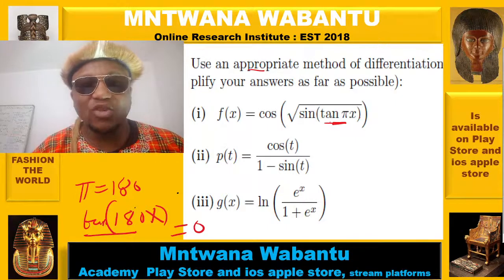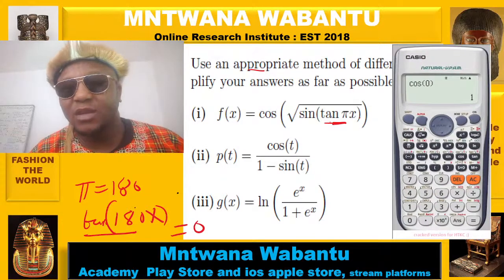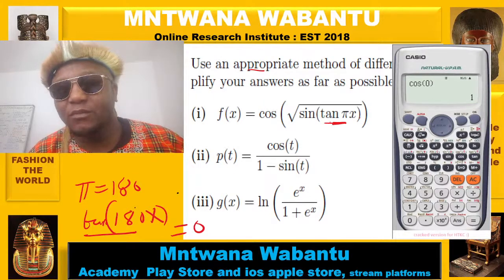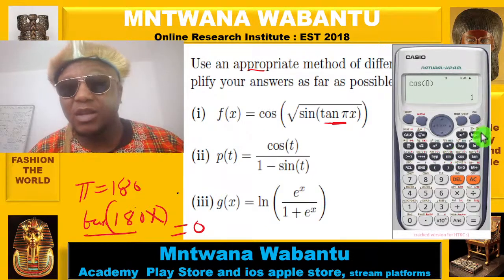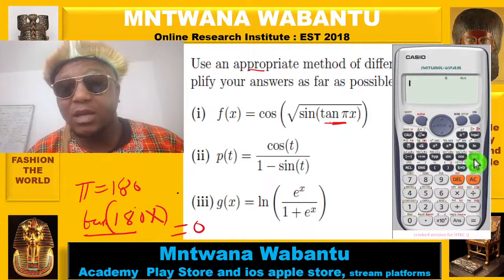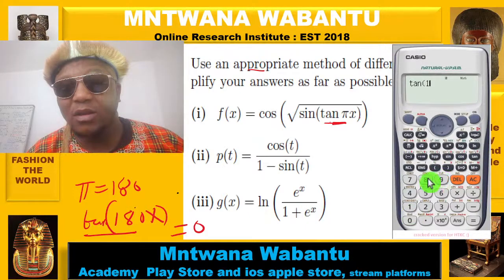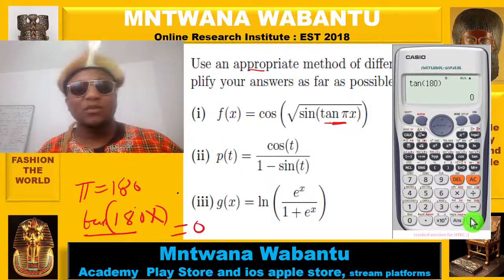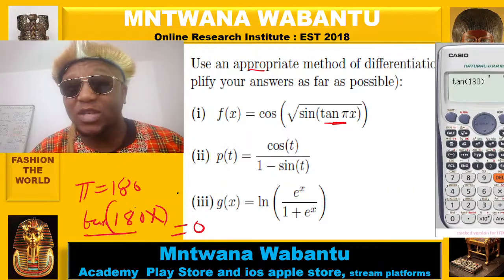If I plug it into the calculator, I can show you how you get it, just in case you don't know. Let me show you quickly with the calculator. Just tan, not shift tan. Tan of 180. Look, tan of 180 equals 0. You see what I was saying?